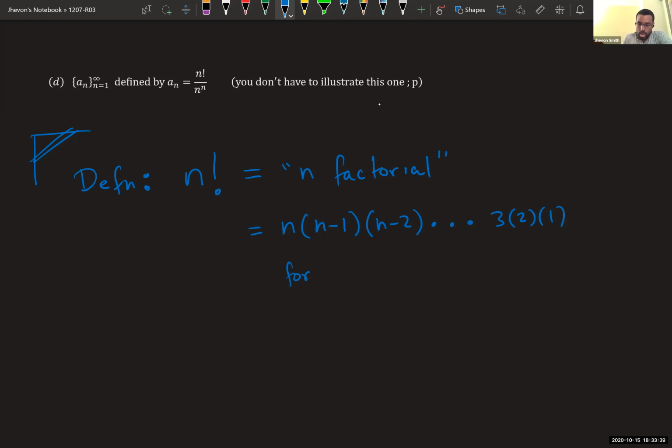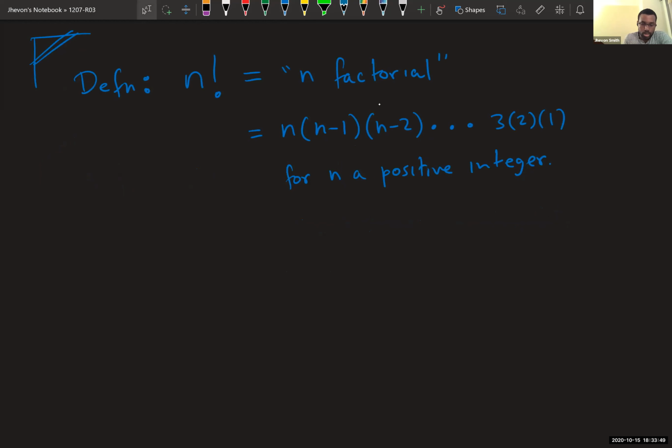For n a positive integer. For reasons of convention, we define 0 factorial to be the number 1. Okay? So that is the only sensible thing that will make the rest of the math consistent and make our formulas work out in reasonable ways.